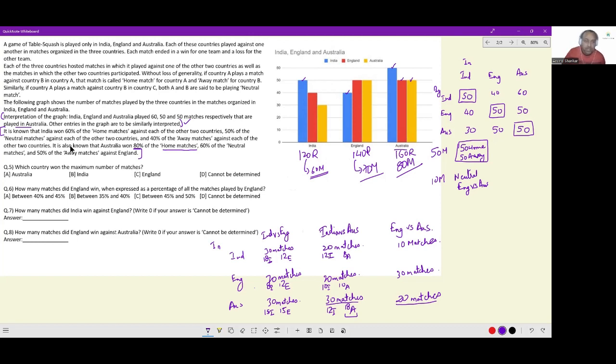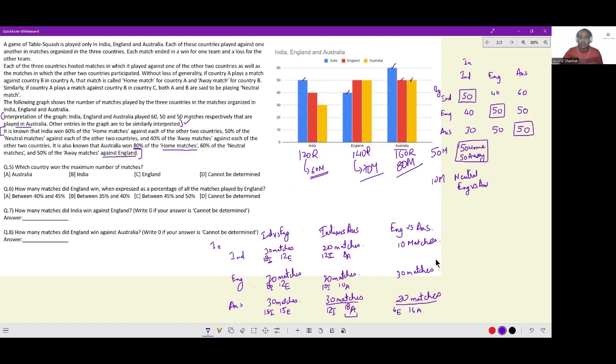One minute. See, it is known that Australia won 80% of the home matches, 60% of the neutral matches, and 50% of the away matches against England. So only England versus Australia. So 80% of the home matches. So Australia won 16 here and England won 4 here. This is the home match.